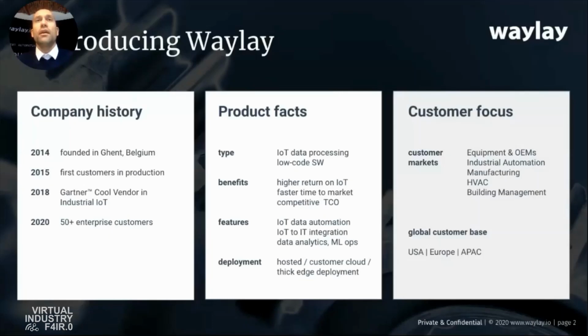With regards to our products, it's what we call an IoT data processing low-code software. The benefits that we give our customers are a higher return on IoT, faster time to market, and a competitive total cost of ownership. We really see that our customers, when they start applying our solution, are immensely able to reduce their R&D cycle times in developing IoT solutions, allowing a really high turnover. Now, the features: IoT data automation. We bridge the gap, as we like to say, between IT and OT through doing that, and we also have very good data analysis and machine learning operations for that.